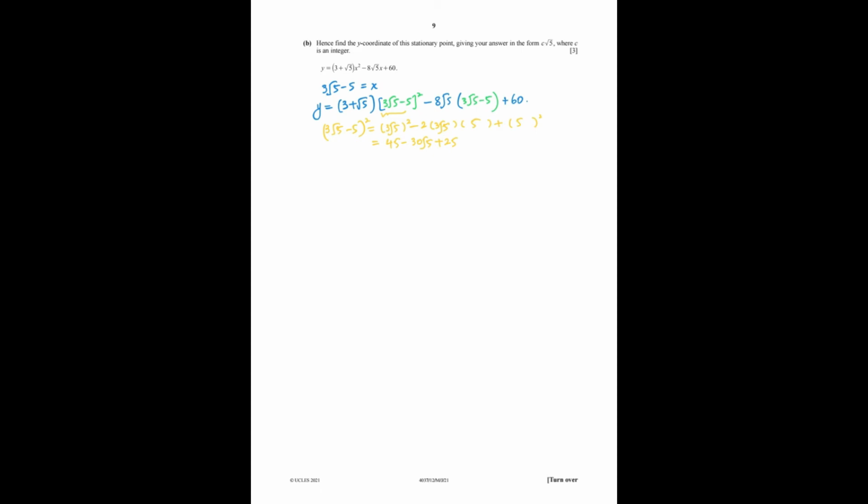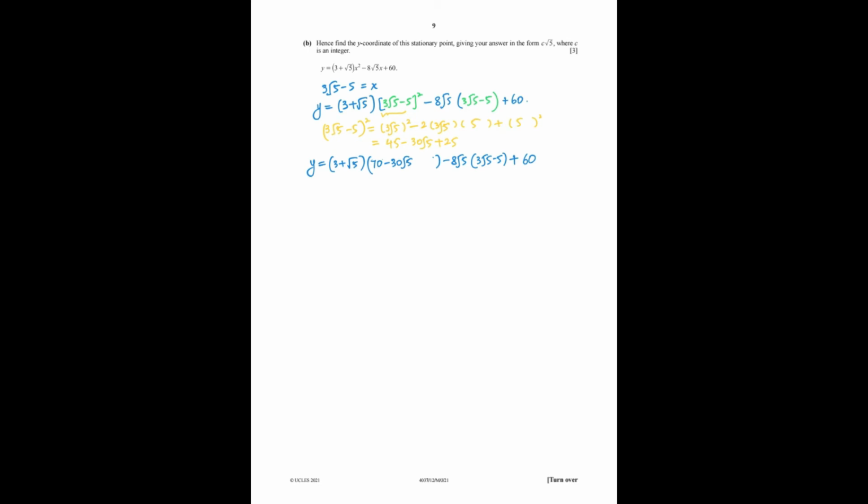I'm going to place the value for (3√5 − 5) squared in this equation instead. So now the equation will be y equals (3 + √5) times (45 − 30√5 + 25) minus 8√5 times (3√5 − 5) plus 60. Alright, after that we can add the two numbers 45 and 25, which sum up to 70. So instead of 45 and 25 separately, I'm going to write their sum, 70, right?